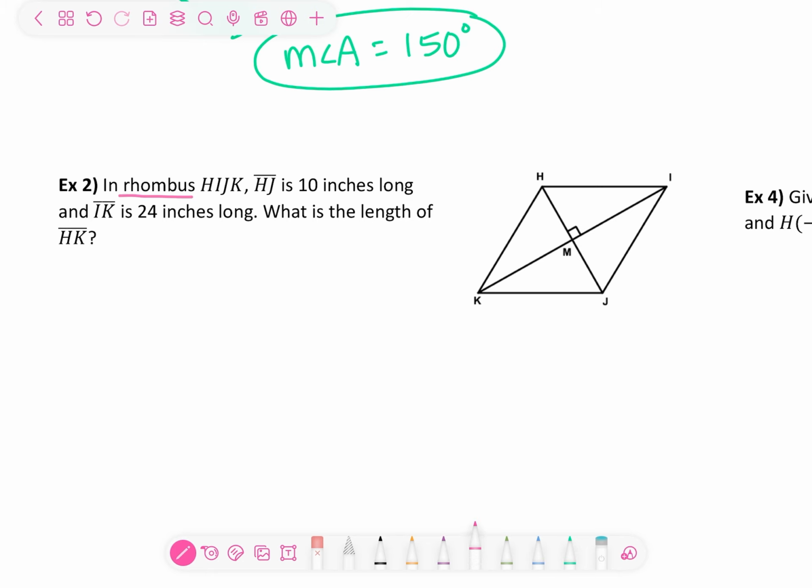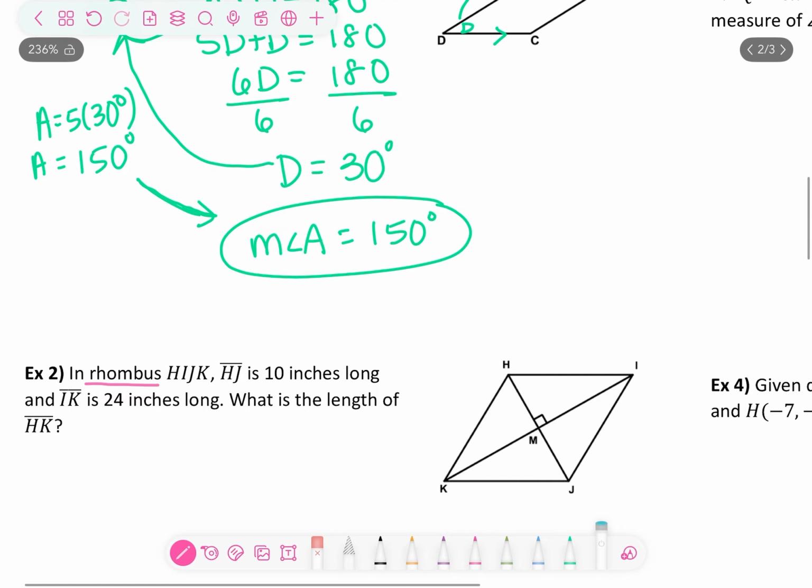We know some things about a rhombus, and let's look at what we're looking for first to see what properties we need to look at. So we're looking at HJ, IK, and HK, and we're talking about their lengths. So HJ is a diagonal, IK is a diagonal, and HK is one of the sides of the rhombus, okay? So let's see any relationships that we know about those things.